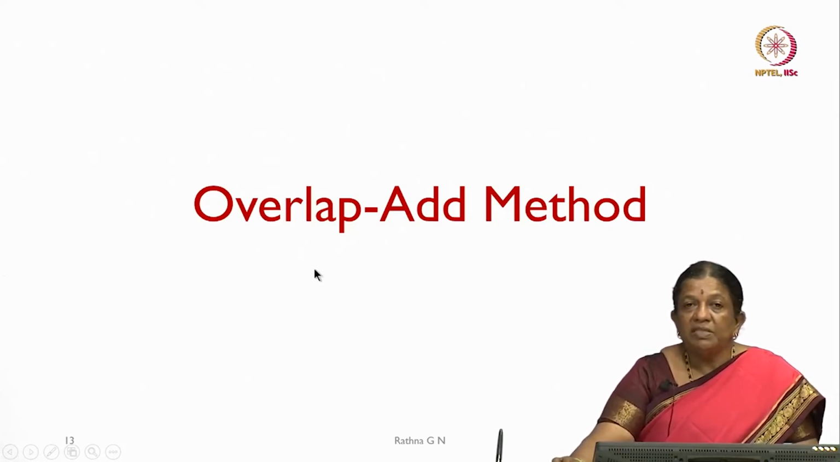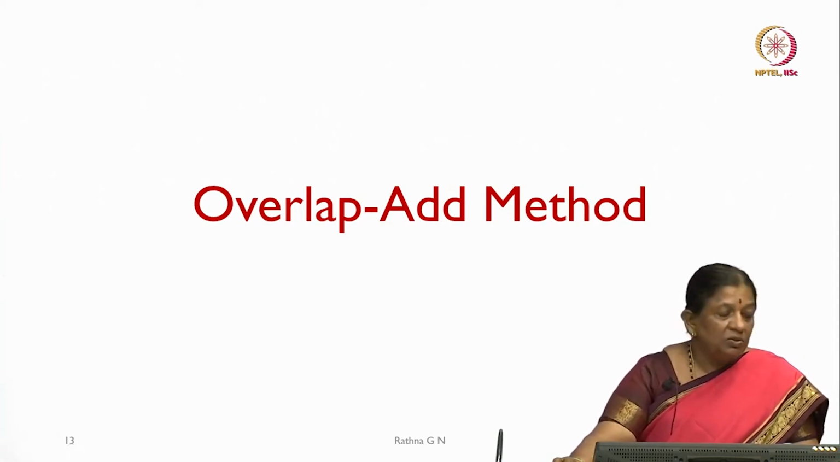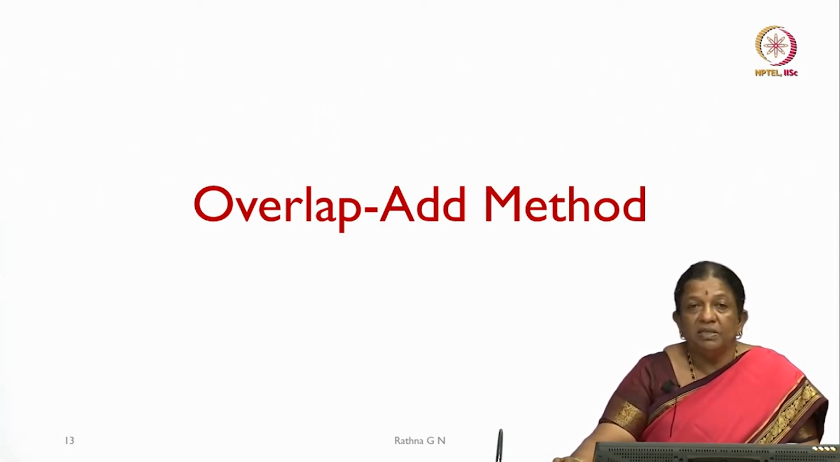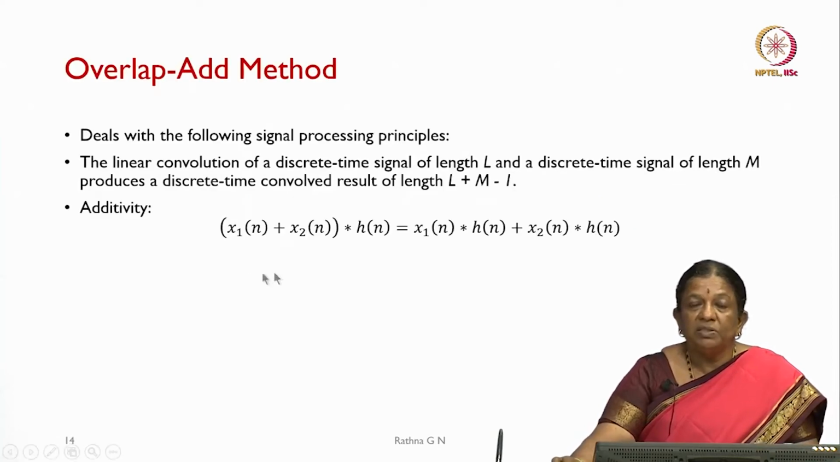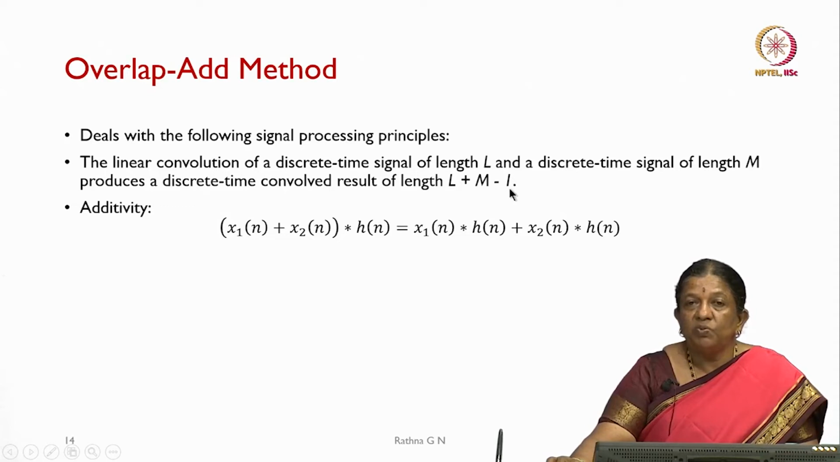For the first case today, we will consider the overlap add method. In the next class we will consider the overlap save method. So, what is the overlap add method? This is going to deal with the signal processing principle written here. We are going to have the linear convolution of a discrete time signal of length L, which we are going to restrict, and a discrete time signal of length M, where the output length is L plus M minus 1.